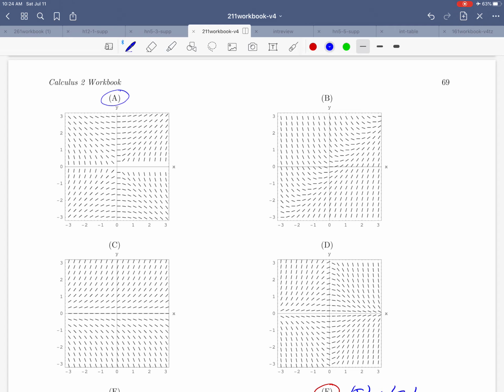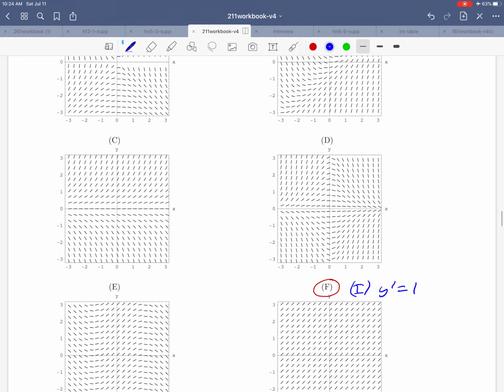Well, we would go to the point 1, 1. Notice that we get a positive slope there. If you look back at the work we did on the previous page, we got a slope of negative 1 at the point 1, 1. So we know that A can't be a match for formula number 5. And you could visit some of these other fields and rule out some other possibilities as well.